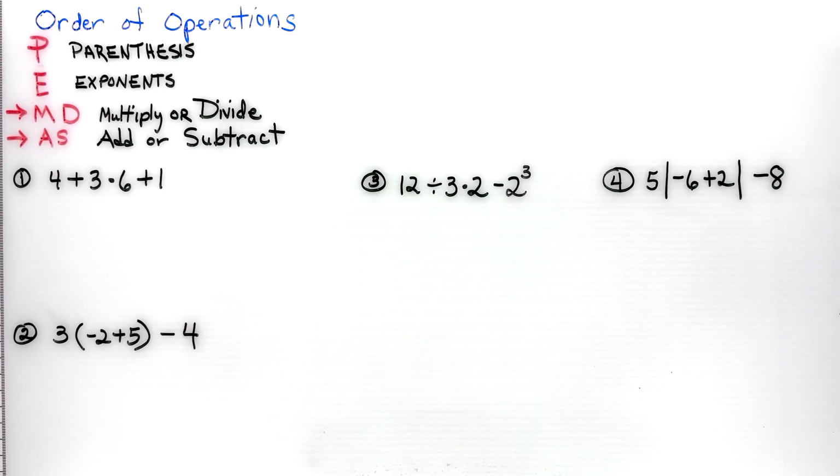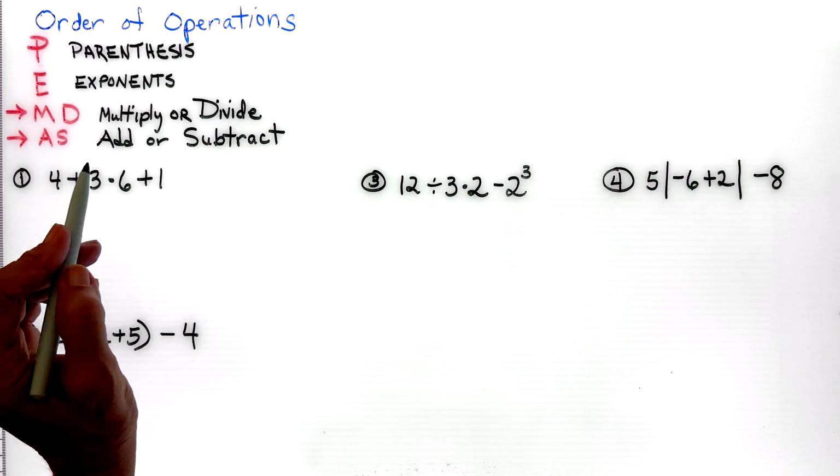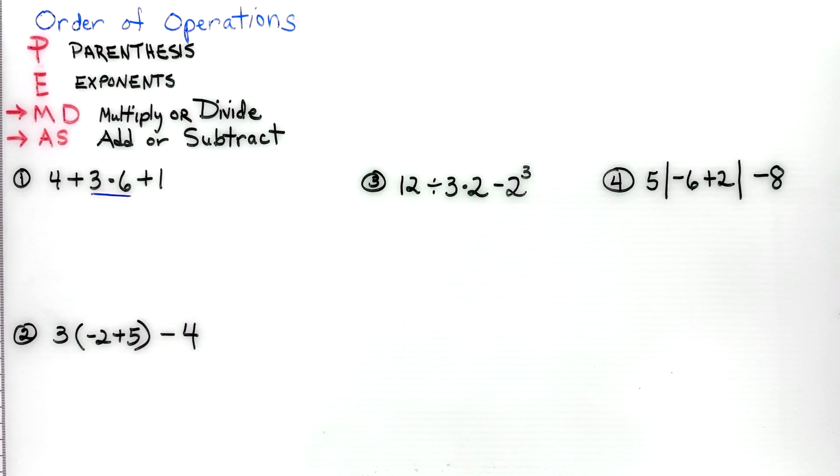So in solving this equation, we're going to solve 4 of them today. I have 4 plus 3 times 6, that dot can mean times, plus 1. So looking at my order of operations, I see that there aren't parentheses or exponents, but there is a multiplication problem hidden in there. So I'm going to underline that. That's the step that I will be working on.